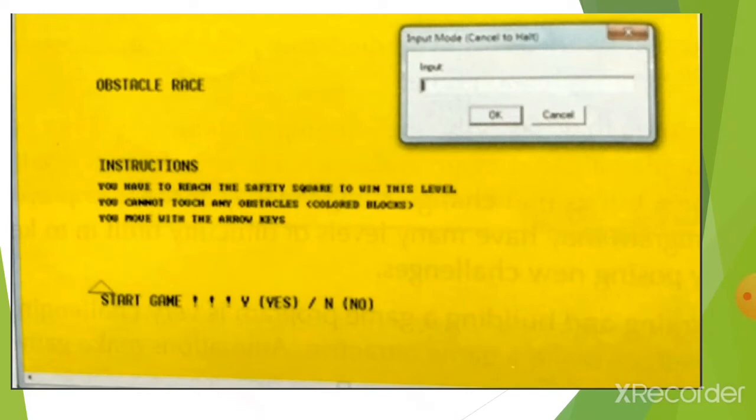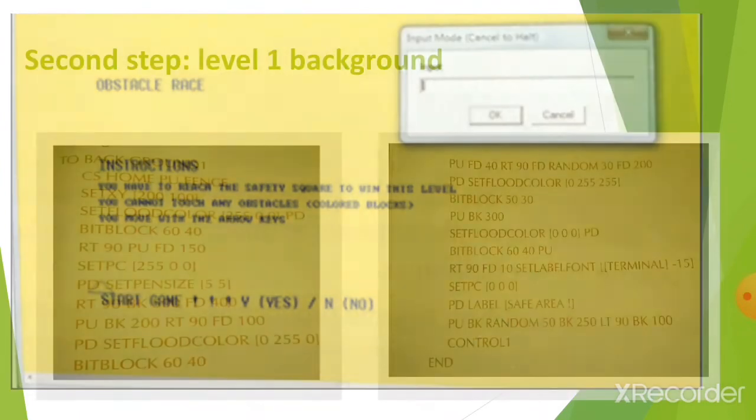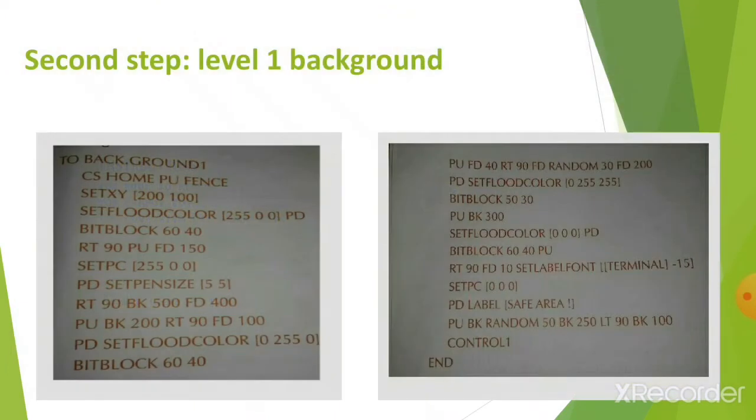So when you press the S key on the keyboard, the game has to be started. It moves to the next procedure. It will link to the next procedure, which designs the background for level one. So that is the next procedure. So this is the instruction screen and this is the first level of the game. And the next one is the second step, level 1 background.